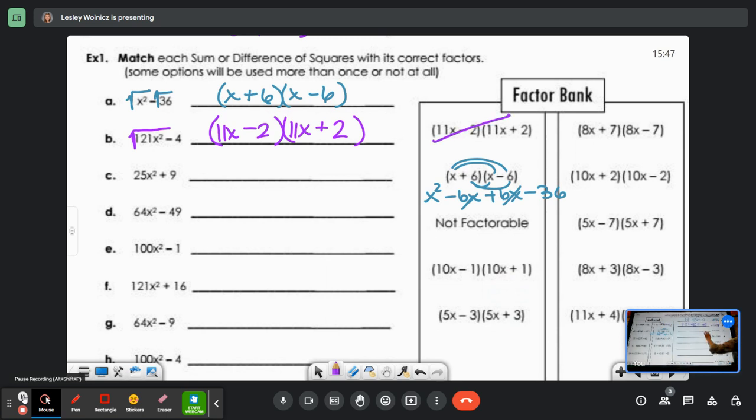Okay. Get my parentheses ready. Square root of 20, plus minus square root of 25x squared is 5x. Square root of 9 is 3. Okay.